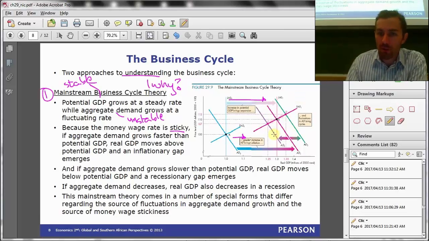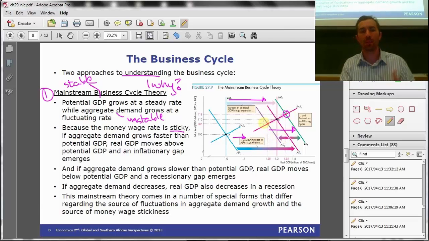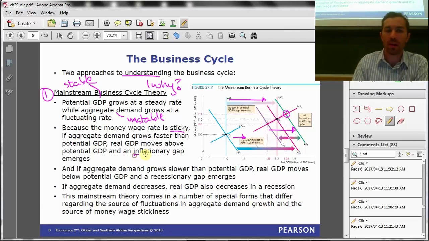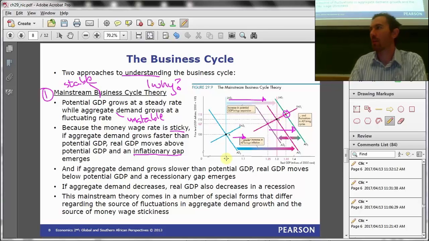But if aggregate demand grows faster, so that we end up at a point D, what do we end up with? Well, we have an inflationary gap. We are above potential, and inflation is higher than we expected. Does that sync with everything we've spoken about so far? That same story, right?